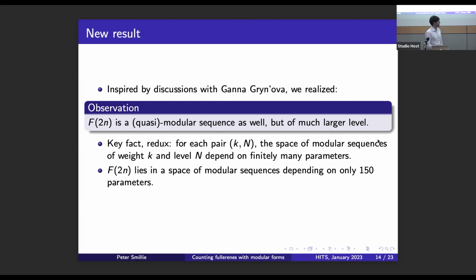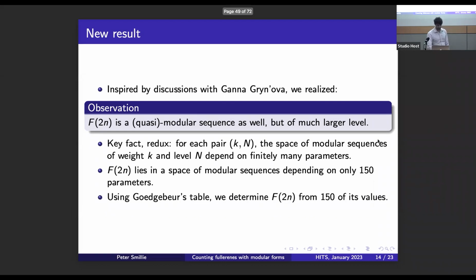And so with some work, we were able to get this number of parameters down to 150. And now we use the key that 150 is less than 400. So using the table that Jan Goteberg sent us, we determined F of 2n, this full sequence, from solving a linear system of equations, finding the value of its parameters, knowing 150 of its values.